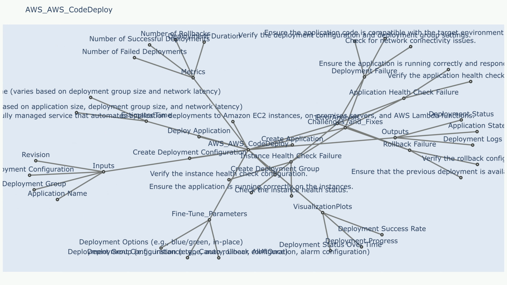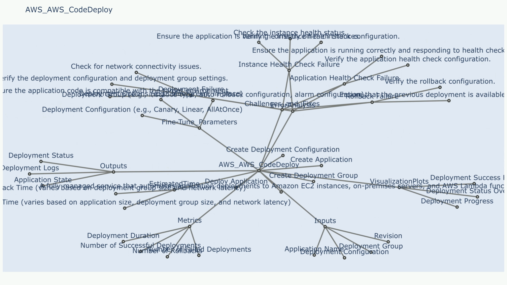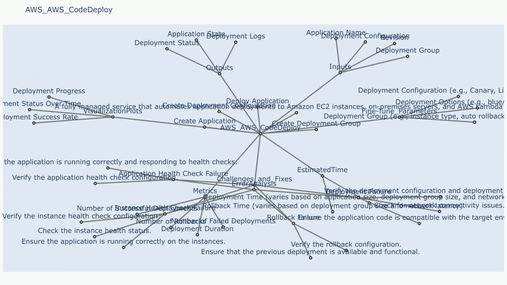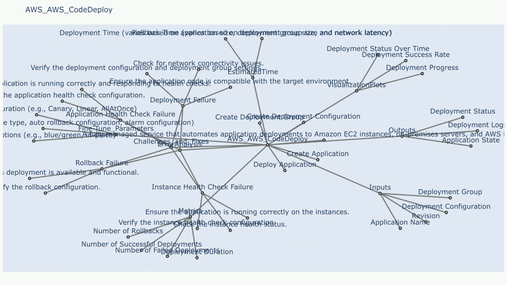Name: IAM role. Purpose: to grant AWS CodeDeploy permissions to interact with your AWS resources. Explanation: An IAM role with appropriate permissions is crucial for CodeDeploy to perform tasks like starting instances, deploying application code, and accessing configuration files. The role defines the level of access CodeDeploy has to your AWS environment.